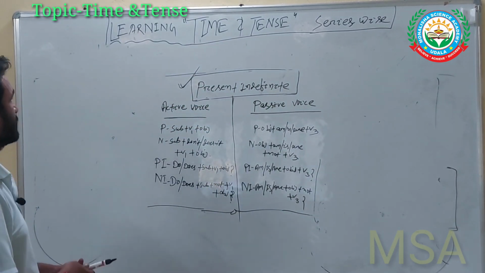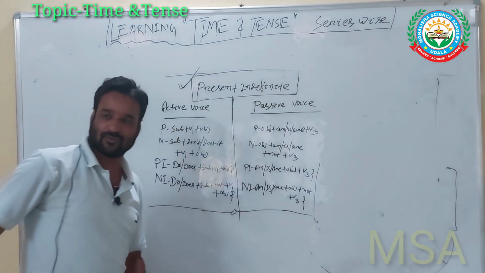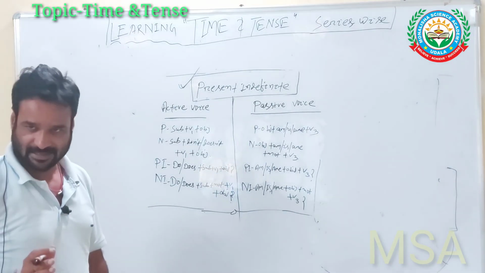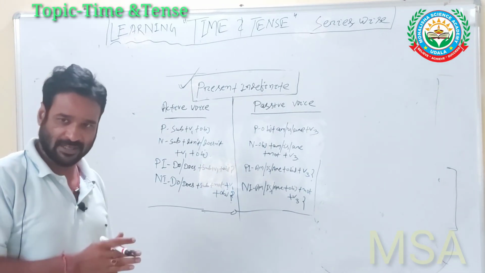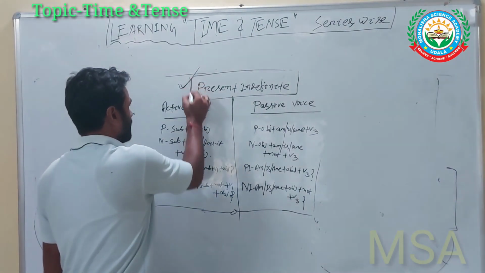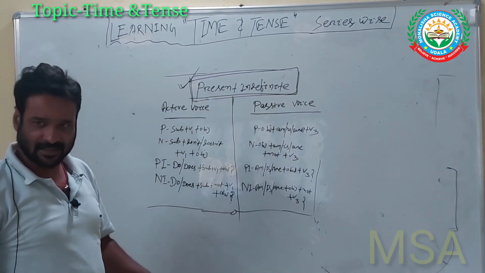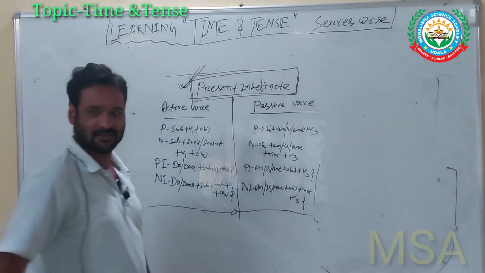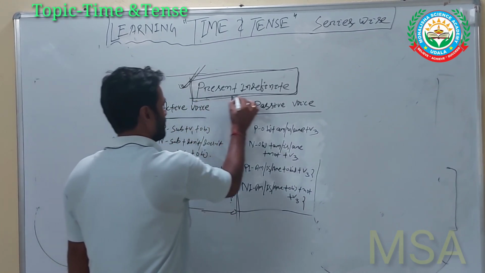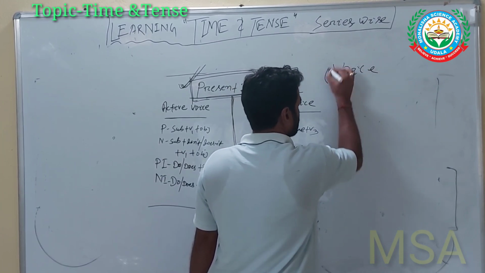Okay. So now, learning time and tense series wise, I have told you the series. There are four series: the first is the indefinite series, second the continuous series, third the perfect series, and the last one the perfect continuous series. In the indefinite series the first one is present indefinite. Here you see I have divided the present indefinite on the basis of voice. So you know what is voice?